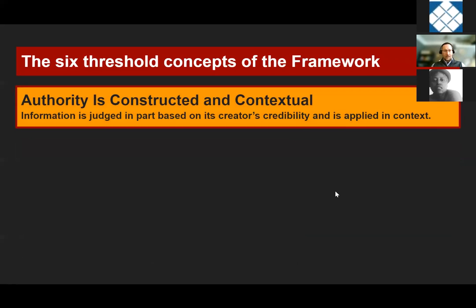Here we go. Authority or expertise is constructed, so it's built over time, and it's contextual. So it works inside a specific context. Information is judged in part based on its creator's credibility and the context in which it's applied. So somebody who is fundamentally awesome in a business setting might not make the best politician. That applies to a lot of politicians we've seen in history. Yes, they're making economic decisions, and they might be great at that, but social and cultural decisions, do they have the same expertise? They should build a team around them that has those various expertises in order to be more grounded for lots of different contexts. All right, so authority is constructed and contextual.